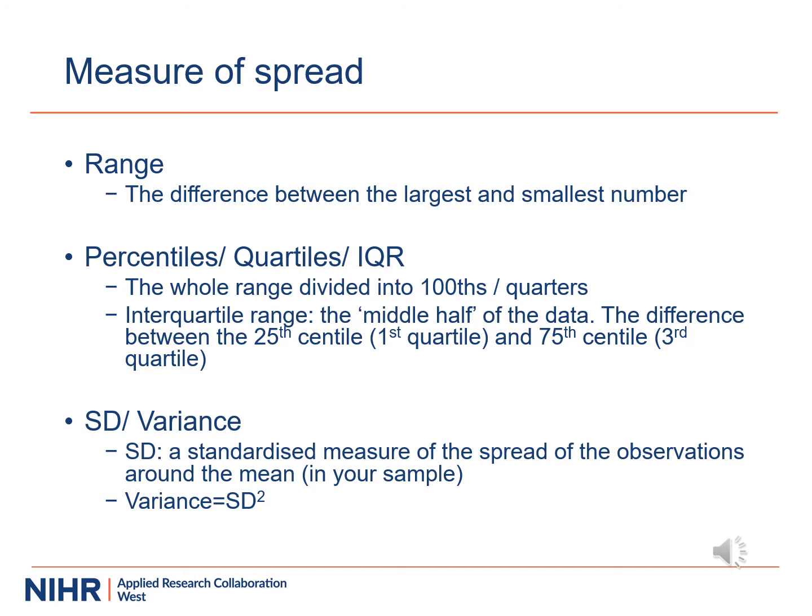For example, a sample of people aged 20 to 60. Percentiles, quartiles, and the interquartile range are all calculated by splitting the whole range of data into hundredths or quarters. We'll go through these in more detail in a minute.